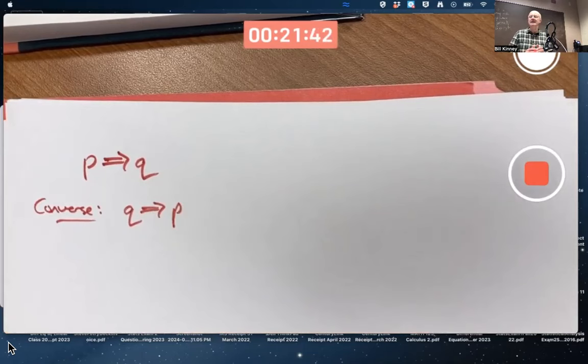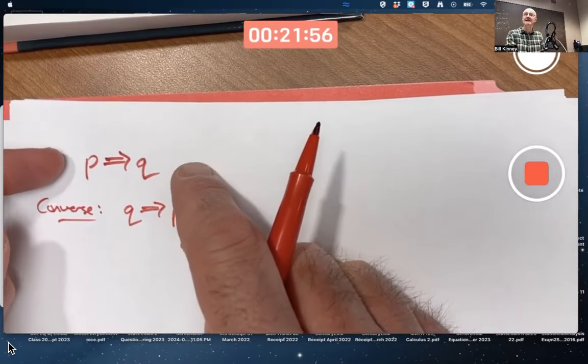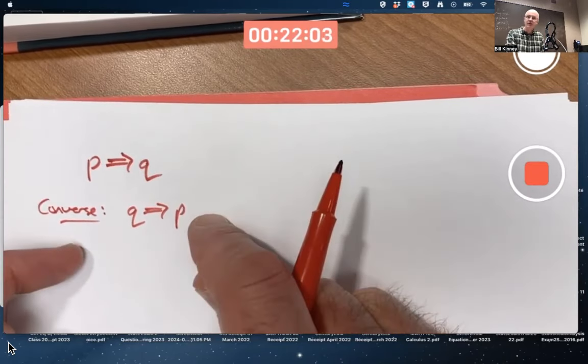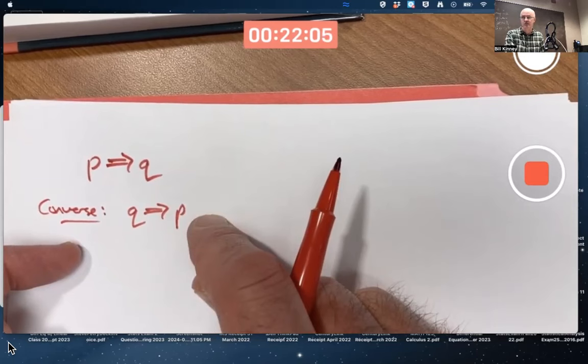I'm not saying anything about whether these implications, which you could write as if-then statements, are true or not. They may or may not be true statements. However, what you can say is if this implication does happen to be true, an if-then theorem that can be proved, the converse is not necessarily true. Sometimes it's true and sometimes it's not true.